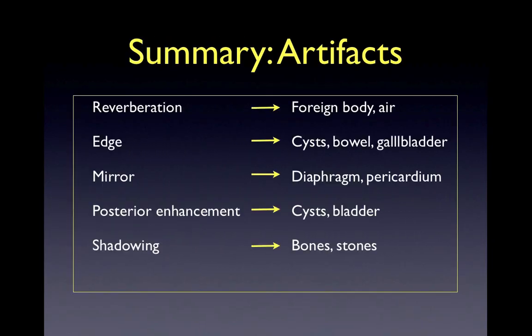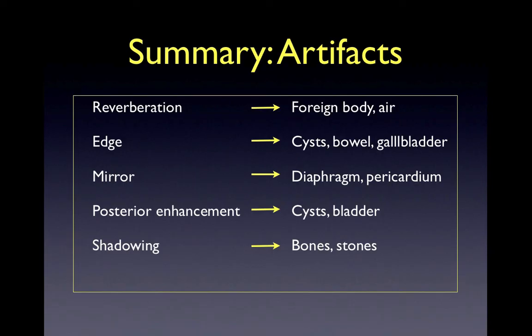So let me summarize for you in particular the artifacts. We discussed reverberation, which can be seen with a foreign body, such as a needle introduced into a vessel, or such as what we saw at the interface of the pleura with lung sliding. Edge artifact is what can be seen at curved structures, fluid-filled or liquid-filled, such as cysts, bowel, or the gallbladder. Mirror imaging, a favorite, is seeing the highly reflective surface of the diaphragm. You can also see mirror imaging when you're imaging the heart, as well as other structures, because the pericardium is also a highly reflective surface.